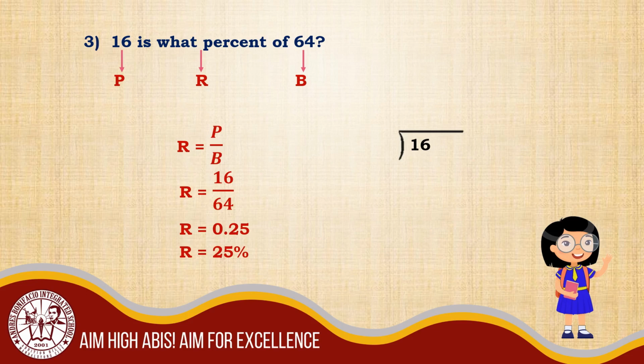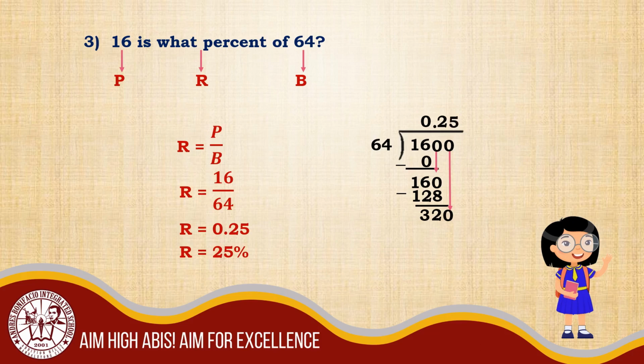Divide. 16 divided by 64 is 0. 0 times 64 is 0. Then subtract. 16 minus 0 is 16. Add 0, decimal point. Bring down 0. 160 divided by 64 is 2. 2 times 64 is 128. Then subtract. 160 minus 128 is 32. Add 0, bring down 0.